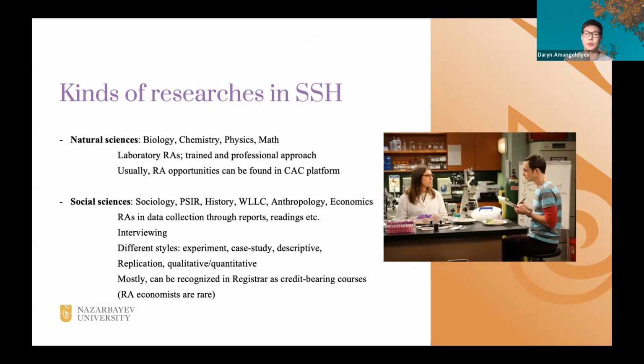There are also different types of research. If we're talking about the social sciences, we have replication, experimental, qualitative, quantitative methodologies of research. And usually most of them are recognized in the registrar, which gives you more awareness. So if you see a course such as independent study, that means that a particular professor is hiring a new research assistant.